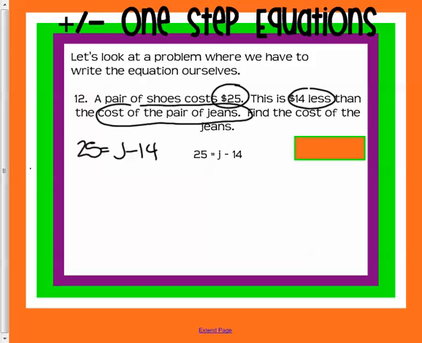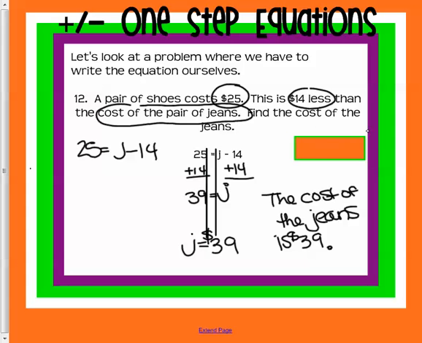So now draw your streets and make sure that you are doing the inverse of a minus 14, which is a plus 14, to both sides. So we're left with the jeans equaling $39. So jeans equal $39. And remember, when they ask you a question or they tell you to find the cost, it's helpful to write it out. The cost of the jeans is $39.